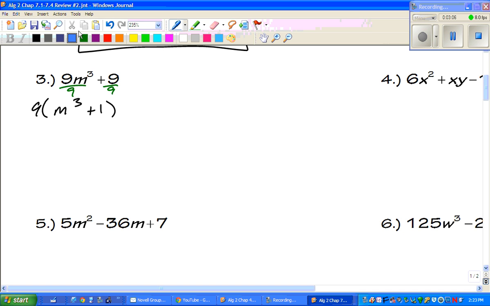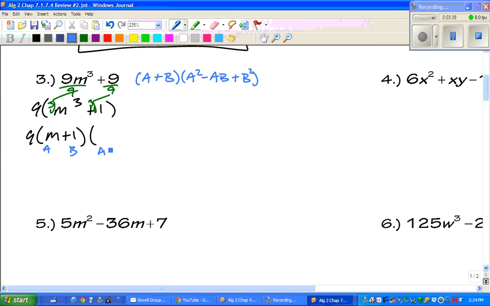And now this is the difference of two cubes. Okay? And when we break this up, we break it into a plus b, a squared minus ab plus b squared. Okay, remember, it's a pattern. So you take the cube root of all of that, the 9 comes out front, m plus 1, okay, because this is your a and that's your b.